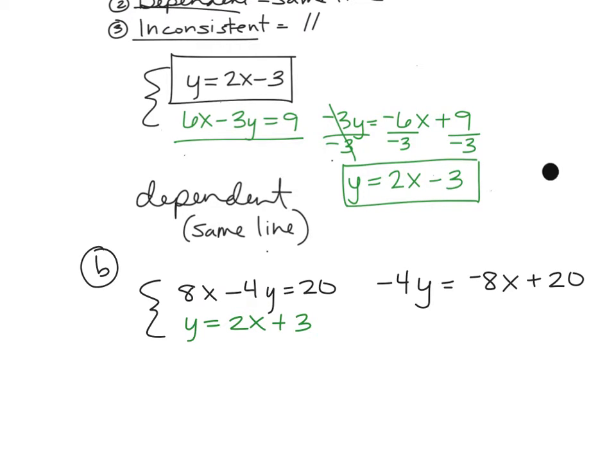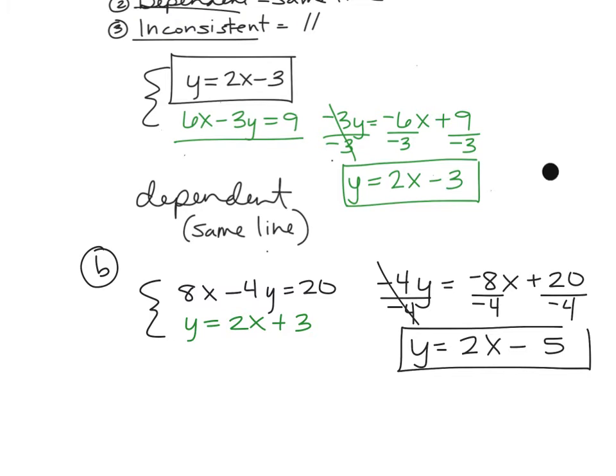What's your next step? We wanna divide by -4. Right, we wanna isolate the y, okay? So divide by negative 4, divide by negative 4, divide by negative 4. So you end up with y equals 2x minus 5. Okay, so you have that equation.